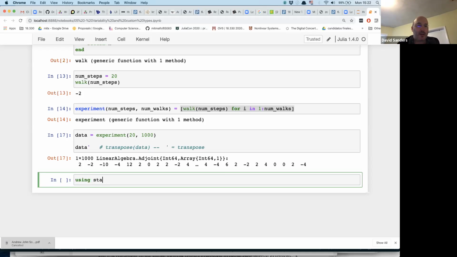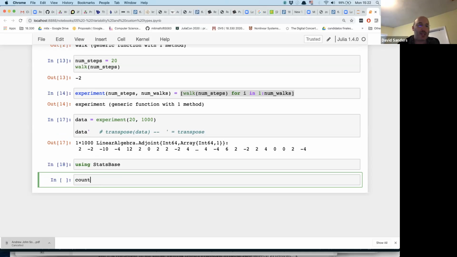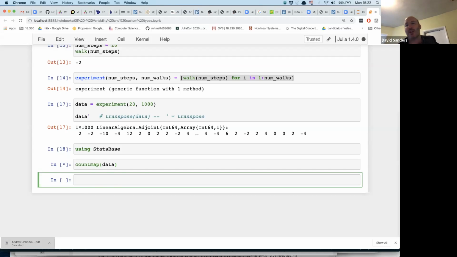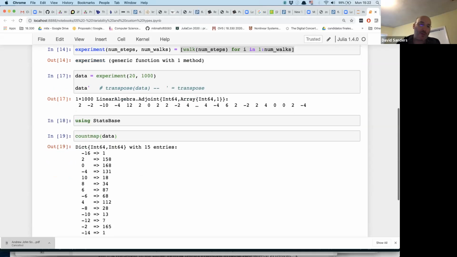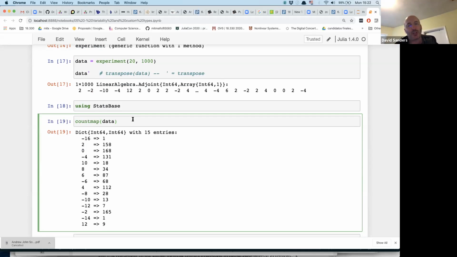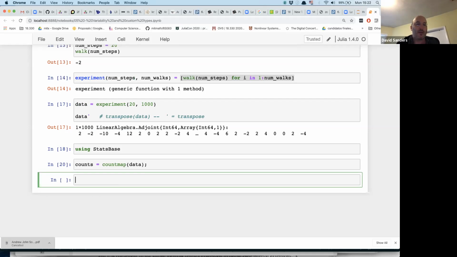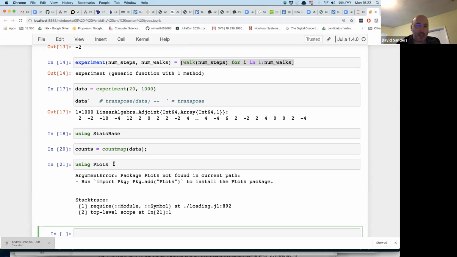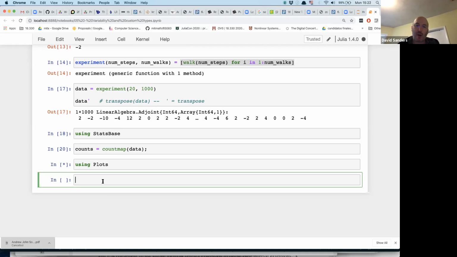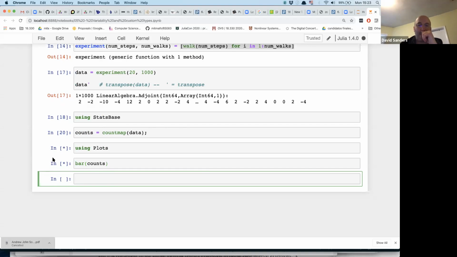We used statspace, which has this count map function, just because you are actually writing this function in problem set 2, so I'm not going to do it right here. We'll just use the one that's already defined, and you can use that to check that yours is correct. And that returns this dictionary, just like yours is going to do. And so we're going to call that counts, and then we want to plot that, right? So I'm going to load the plot package, and you're going to do it properly by making vectors of everything. But for now, we'll just make a bar graph of counts.